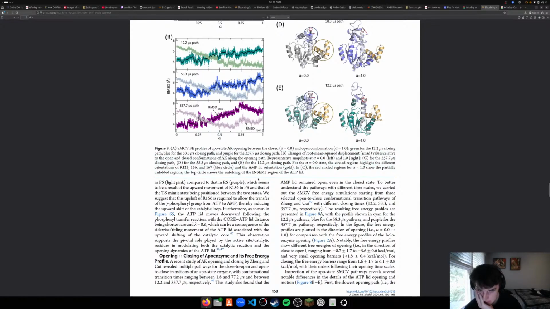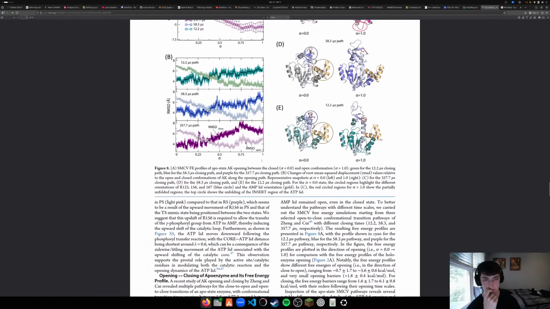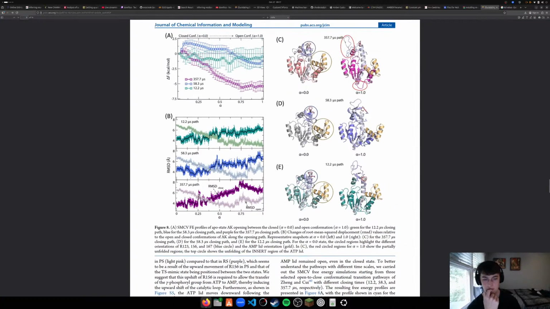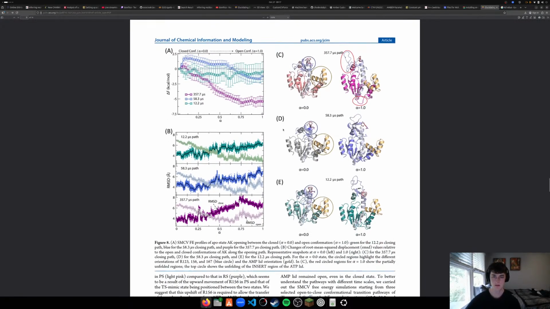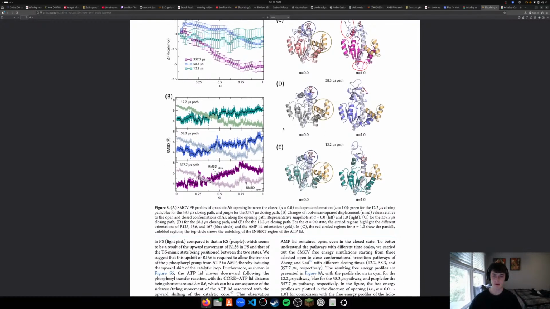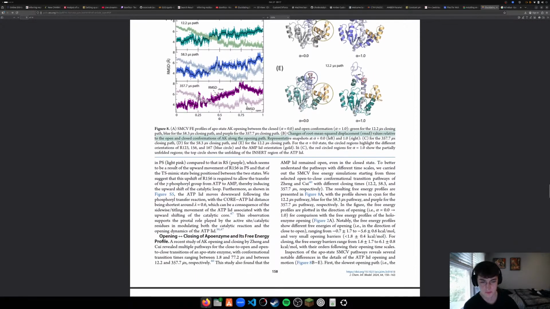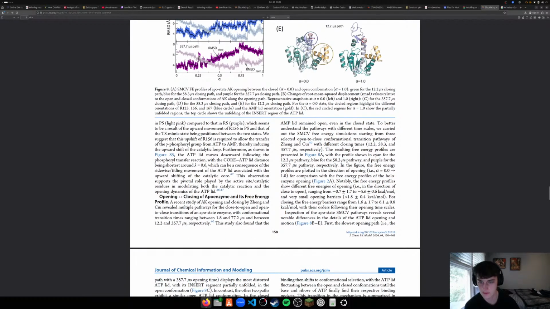There's gonna be a lot to talk about. I don't have to go into too much detail about the specific residues that contribute to opening and stuff like that, like they did. Really, I just want to talk about the technique they used. It's kind of the core goal.